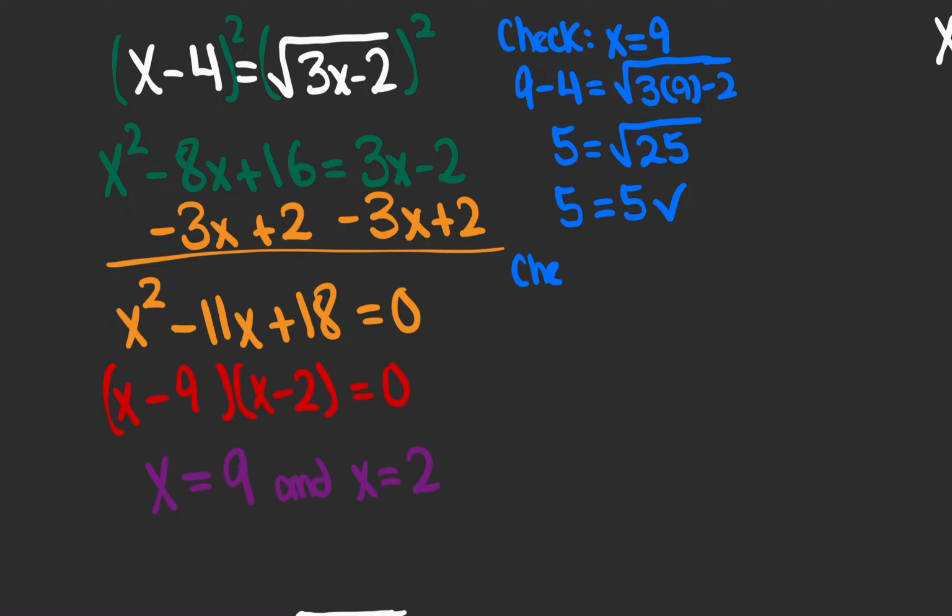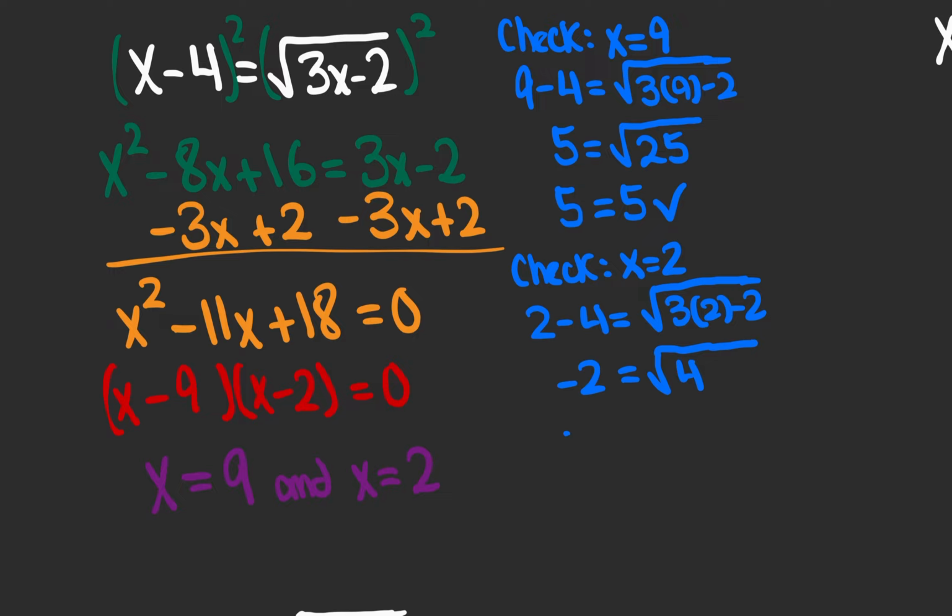For the second one, we have our check for x equals positive 2. So we have what? We have 2 minus 4 is equal to the square root of 3 times 2 minus 2. And this will leave us with negative 2 on the left-hand side. 2 minus 4 gives you negative 2. And the square root of 3 times 2, that gives you 6. 6 minus 2 gives you 4. So we have negative 2 is equal to, well, the square root of 4 is going to be positive 2.